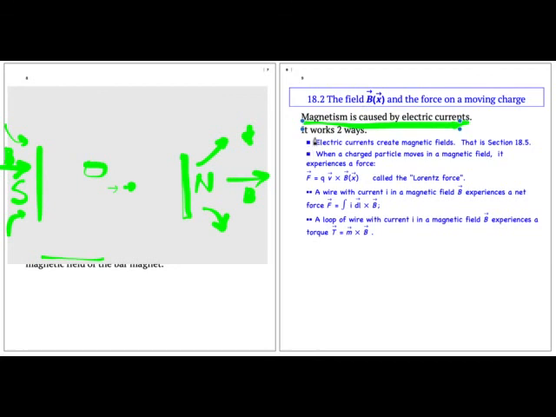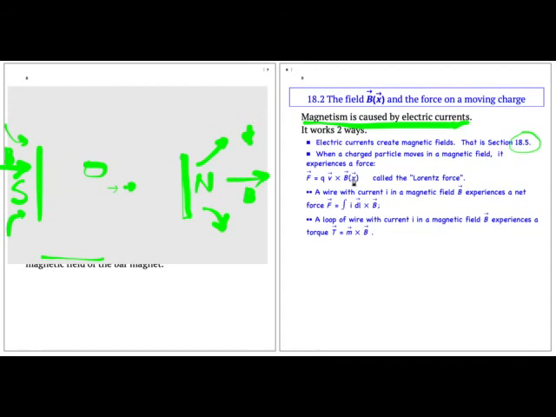Now, this works in two ways. Electric currents create magnetic fields, and that will be in part 2 of the screencast. That's in a later section of chapter 18. But the other way magnetism and electric current are related is that when a charged particle moves in a magnetic field, it experiences a force. The formula for the force is QV cross B at X.